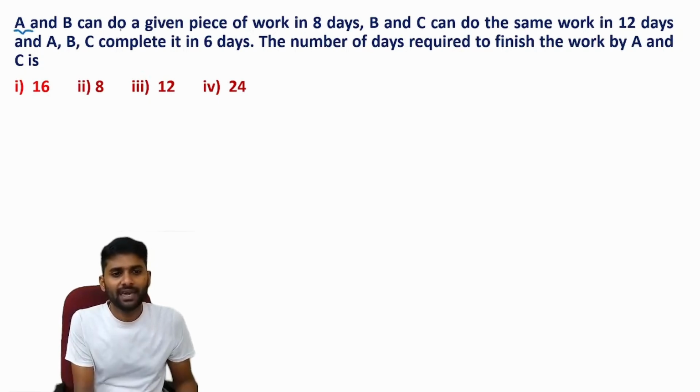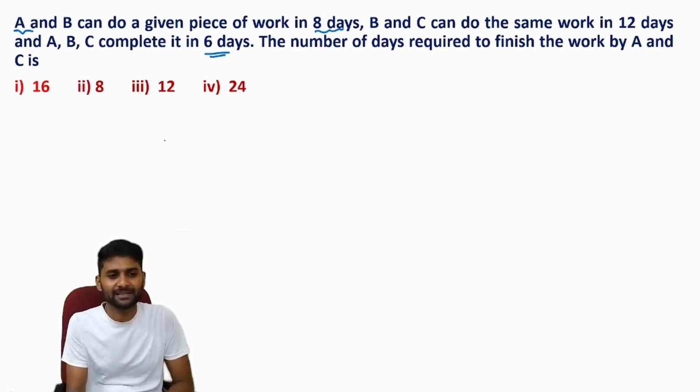Next, A and B can do a given piece of work in 8 days. B and C can do the same work in 12 days. ABC completed in 6 days. The number of days required to finish the work by A and C.